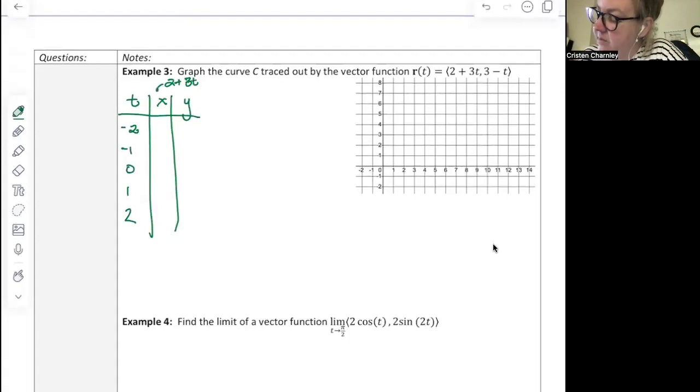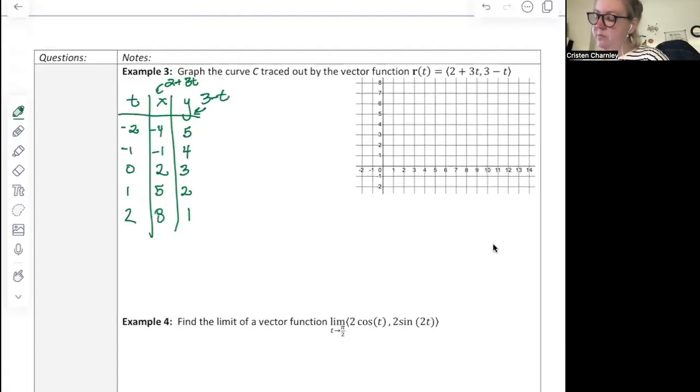All right, so I'm going to fill these in. That's a -6 plus 2 is -4, -1, here's a 2, here's a 5, here's an 8. If I made a mistake, I apologize. This is a 3 minus t. So I've got 3 minus a -2. This is 5. This is 4. This is 3. 3 minus 1 is 2. 3 minus 2 is 1.